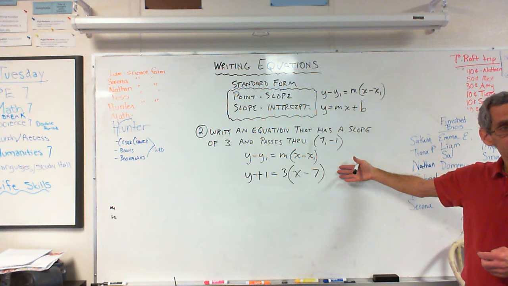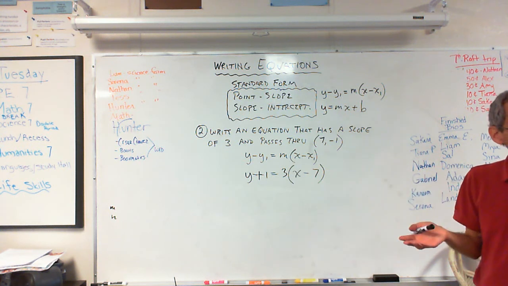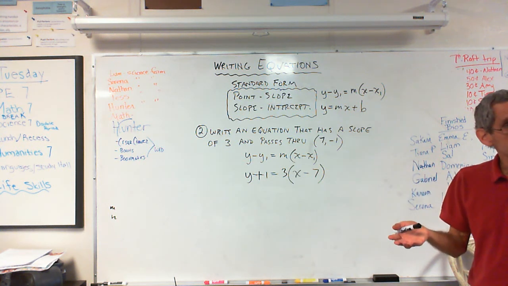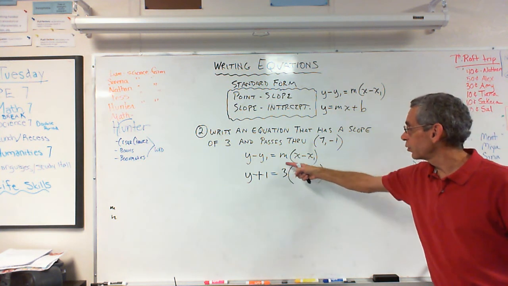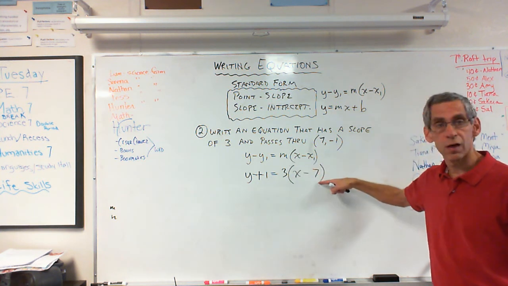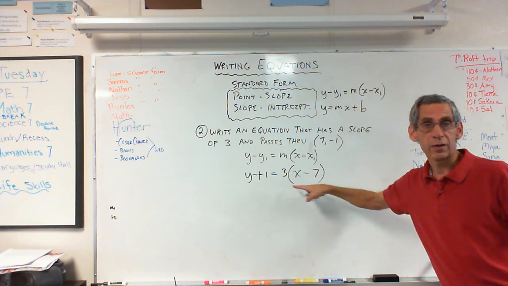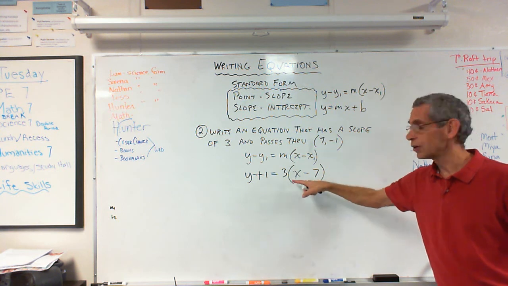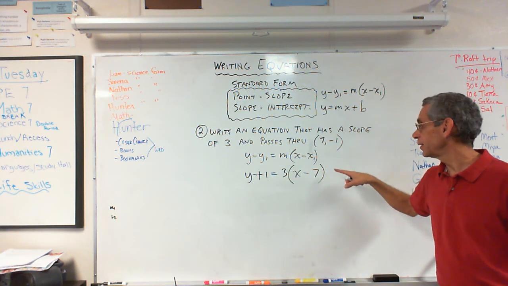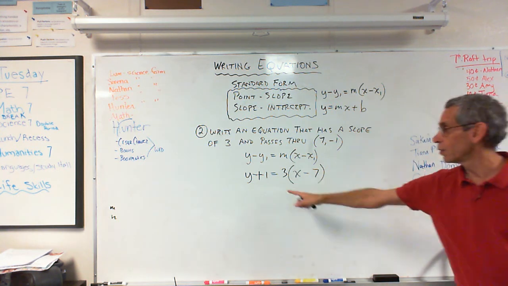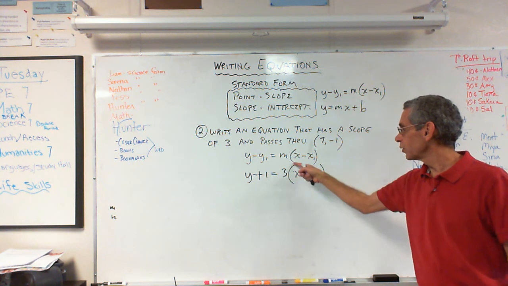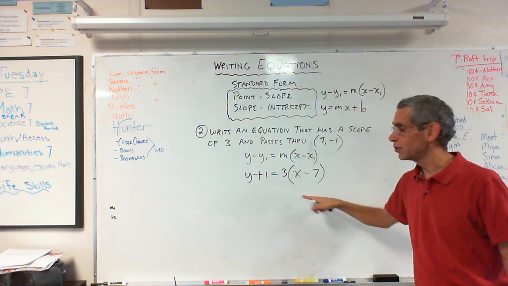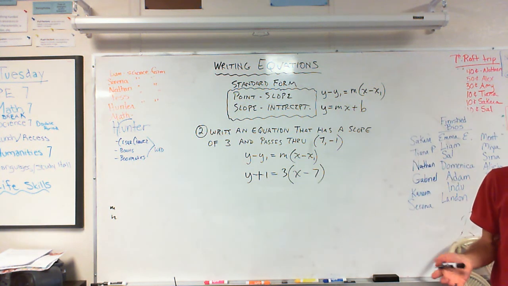But you could very easily turn it into slope intercept form. Remember, slope intercept just says y equals. You would multiply this out to get 3x minus 21, then subtract 1 from both sides, so y is equal to 3x minus 22. Then it would be in slope intercept.